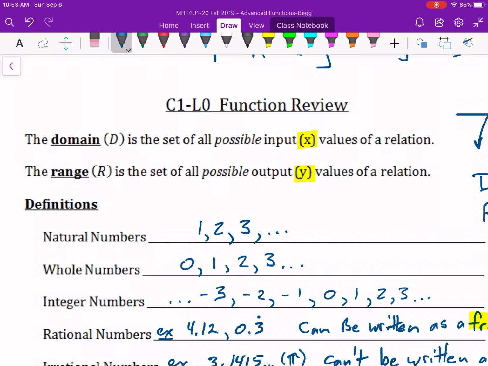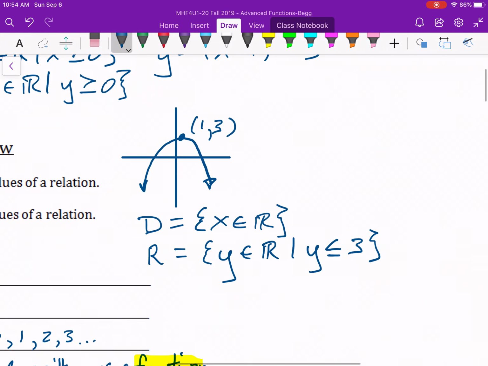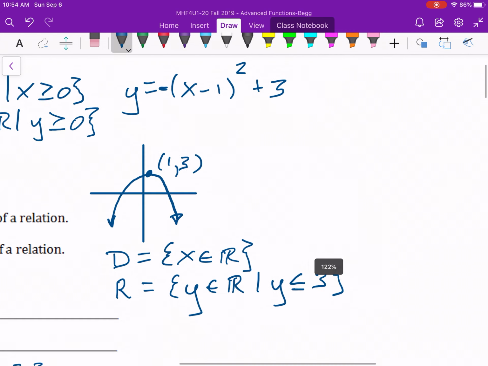All right, so by convention, we call the X values our input. We call the Y values our output. And so you just have to wrap your head around the idea that domain is all your X values. Range is all your Y values. So to illustrate that, I've got a couple of examples. Let's look at this one first.